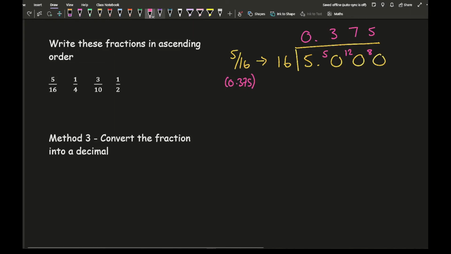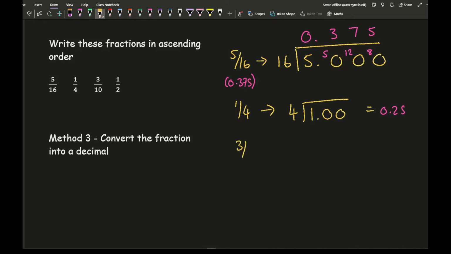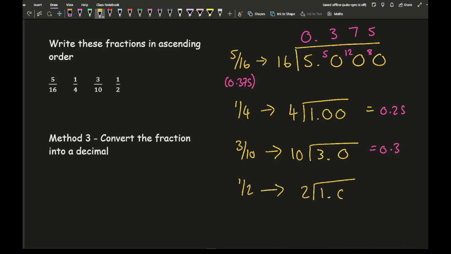Then, if we look at our next one, which is a quarter. Now, with a quarter, you should be able to know, but if I didn't, I would just do this. But it should equal 0.25, and that should be something that you should know straight away. Then, moving on to 3/10, another one that you should know. So again, if I didn't, then that's what I'd be doing, and you should find that that equals 0.3, and then a half, again, something that you should know. Oh, gone for a different colour there. So here we've got a half, and then 2 over 1.0, and that should equal 0.5.